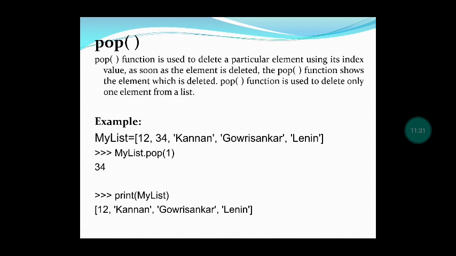Look here, we have given pop of 1. In the first position 34 is there. So it shows the output 34. And then only we are printing the mylist. The 34 has been removed. Finally we are getting the output as 12, Kannan, Gauri Shankar and Lenin. So it has been printed.